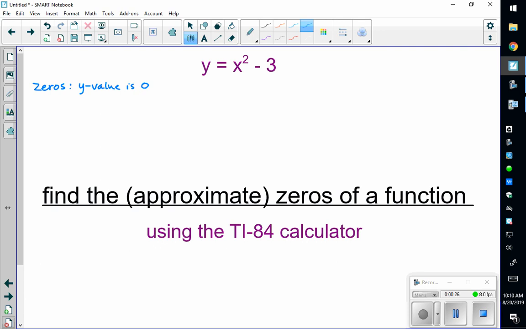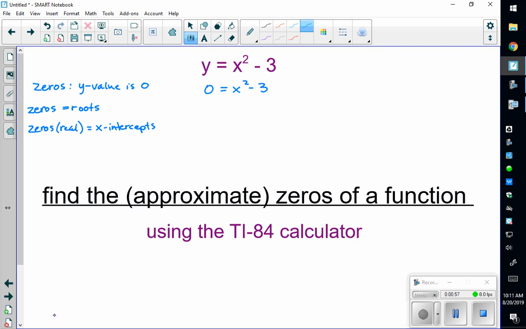So the zeros are basically the x coordinates that give you a y value of 0. So if you put 0 in for y, what will you get for x? Another word for zeros would be roots. And if your zeros are real, then those are going to be x-intercepts. So if you use your graphing calculator, you're looking for the real zeros. You're looking for the x-intercepts.